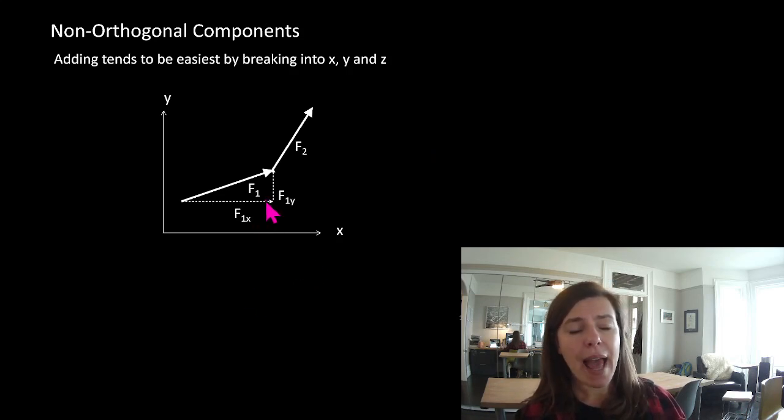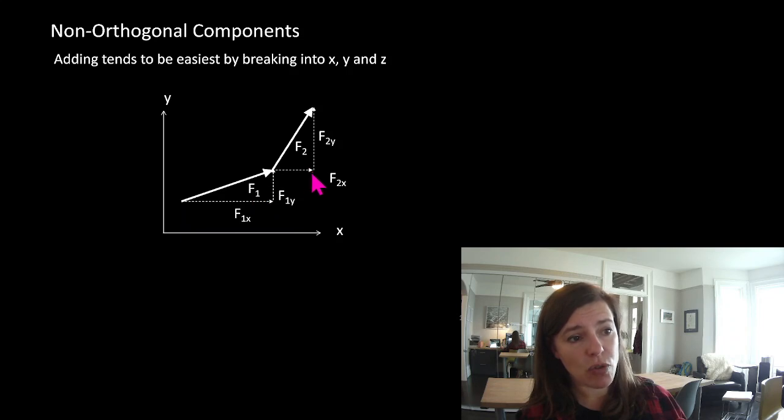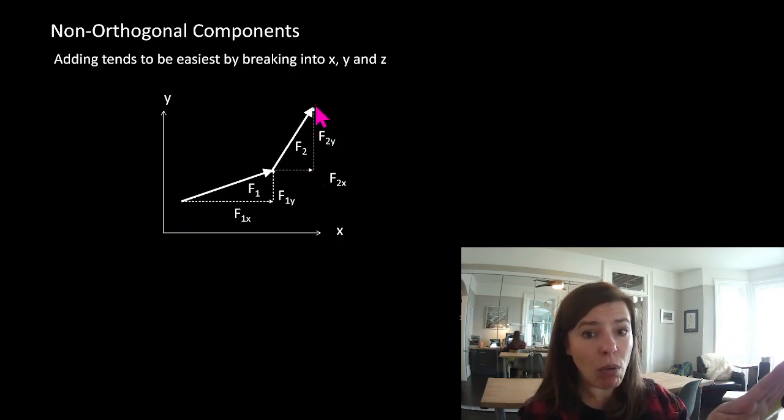So let's break f1 into f1x and f1y. We can break f2 into f2x and f2y. And look, the same tip to tail rule applies. Like we know, or tail to tip, we can start here and draw that. Well, these still hold true. We can draw this and draw this and draw this and draw this, and we still get to the same spot. So we know graphically that this is true.